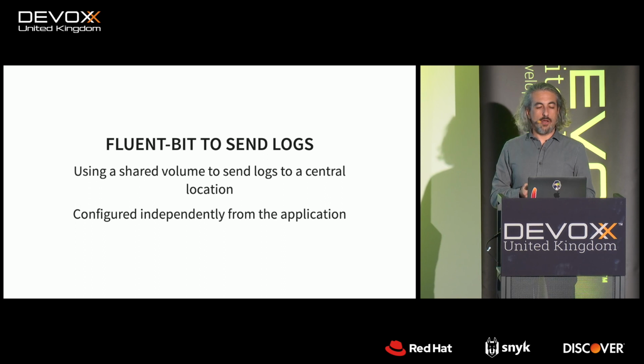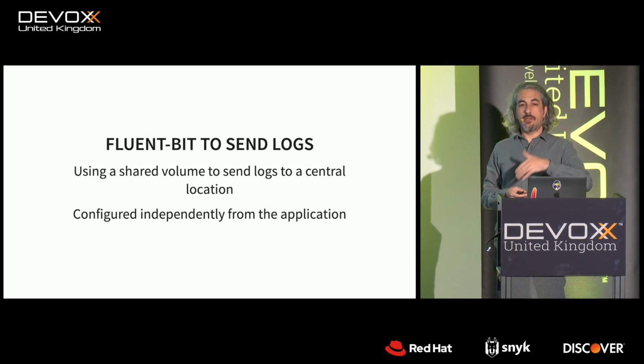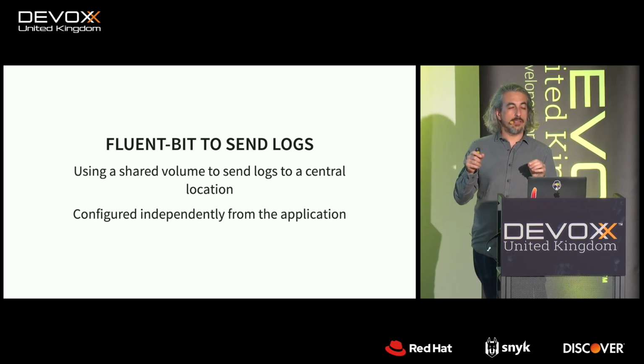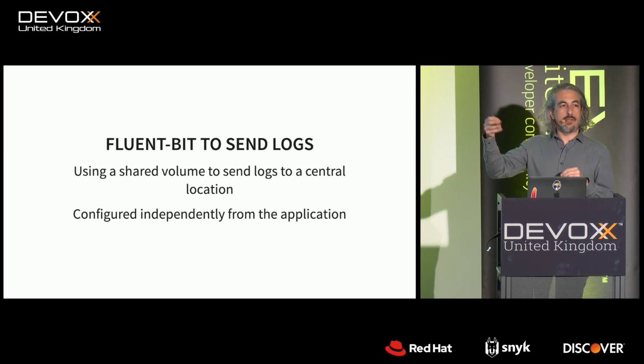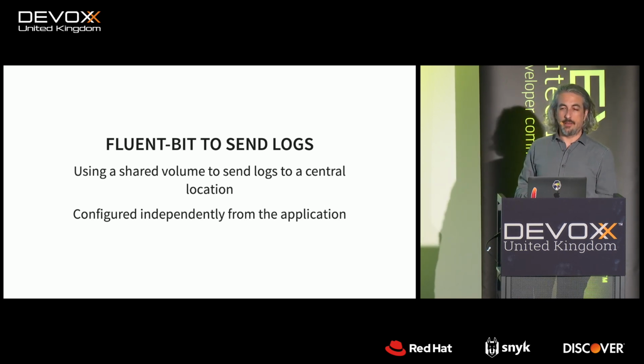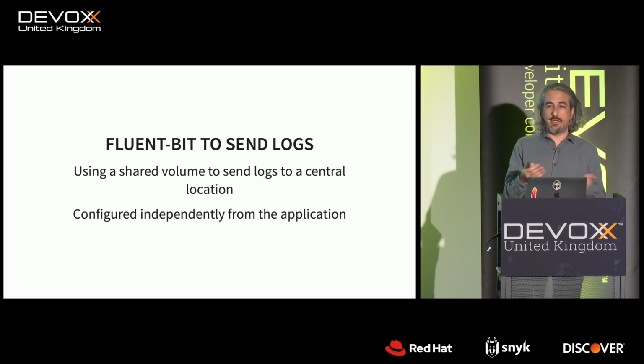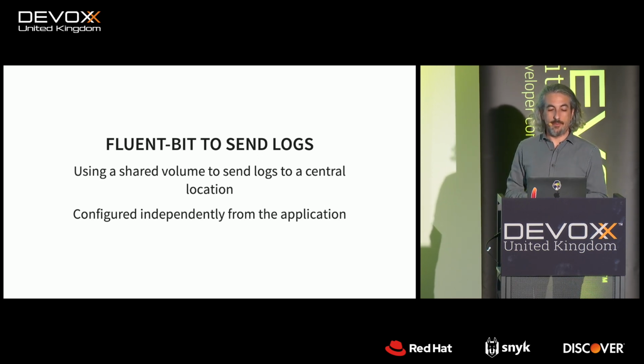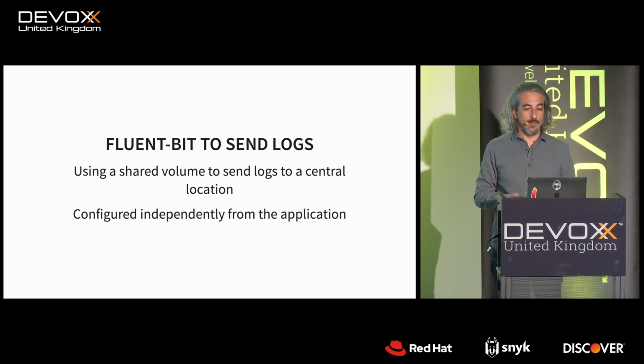Fluent Bit to send logs. As I mentioned, you can share a file system between all the containers in a pod. What happens here is all the applications write to this shared file system, and then one of the containers reads that file system and sends the logs to the outside. And you don't need to code the logging in each of the containers in the pod. And you can also configure it independently of the application. You don't need to change the application to change how the logs are shipped.